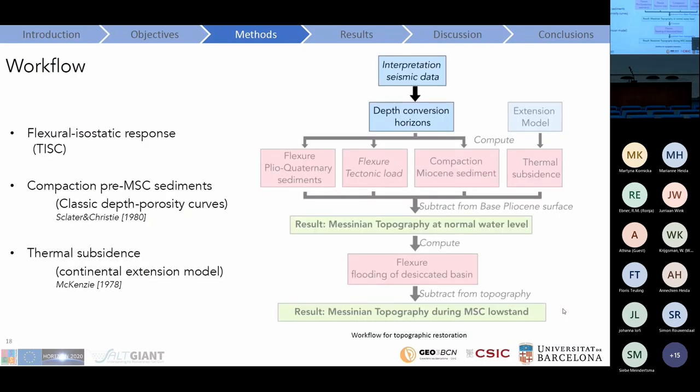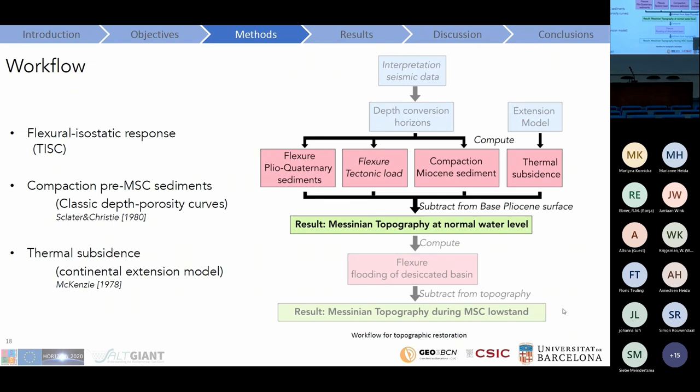So looking at our restoration, we start with the interpreted seismic data. And we convert this to depth in meters using either a constant velocity or a velocity profile. And separately, from the description of the lithospheric state, we try to know what time and magnitude of extension we would have had, and therefore what the possible thermal subsidence component would have been.